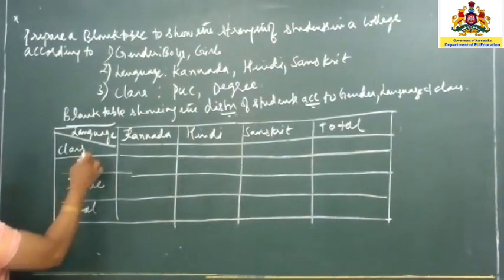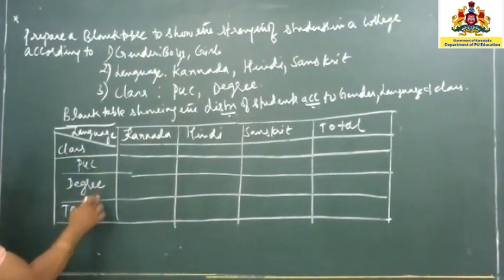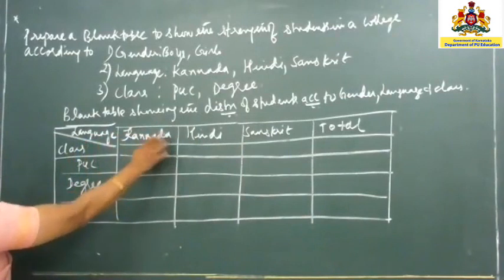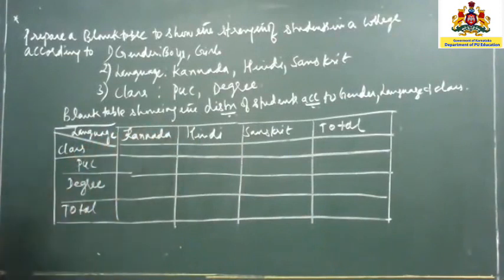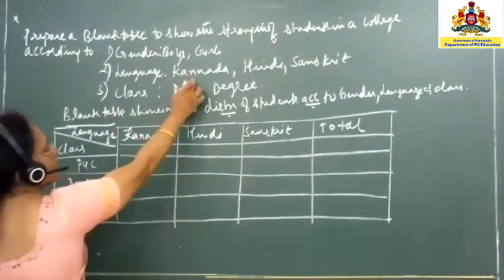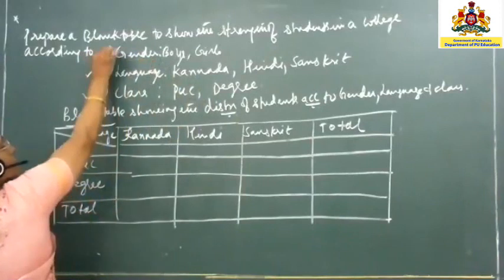This is now a subset because this is the row heading, PUC. This is also a row heading, degree. Now this is also total. So therefore here, language represents the caption, class represents the stubs. Now we do have the title. Now what have we made use of? Kannada, that is, language is over. We have made use of class. What is left over? That is gender.